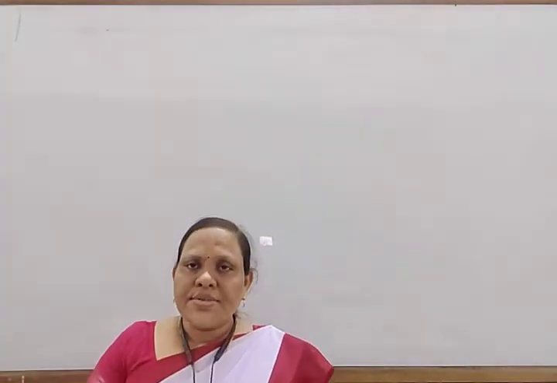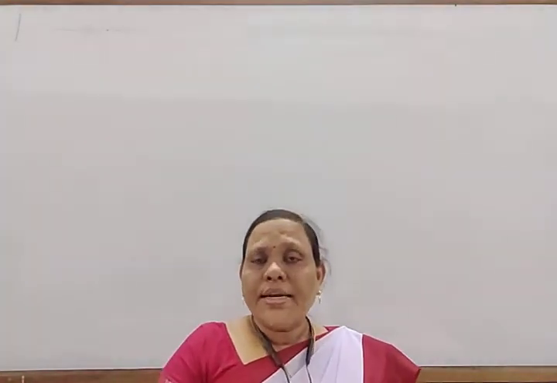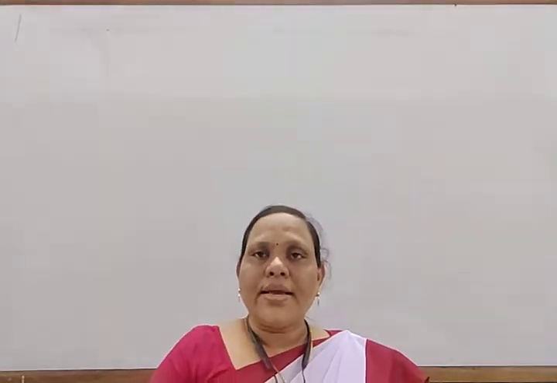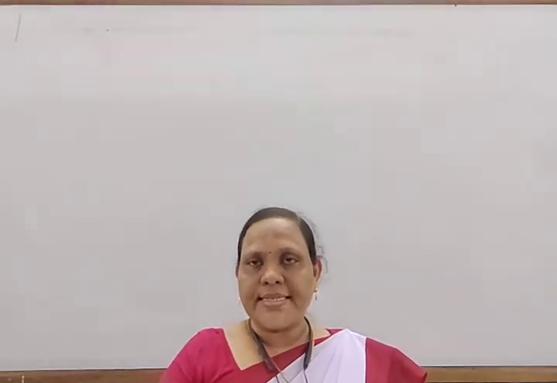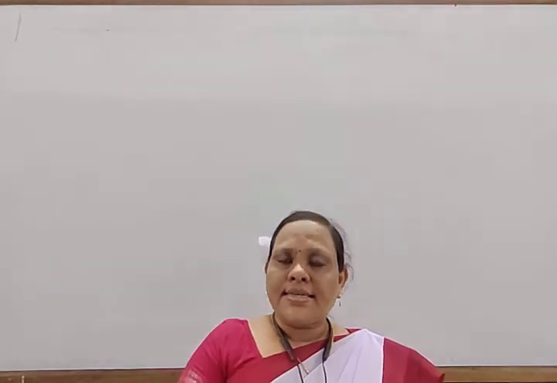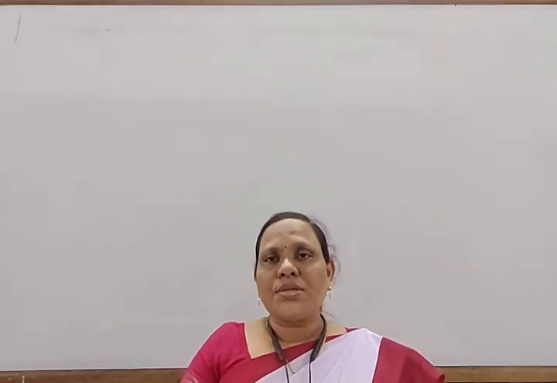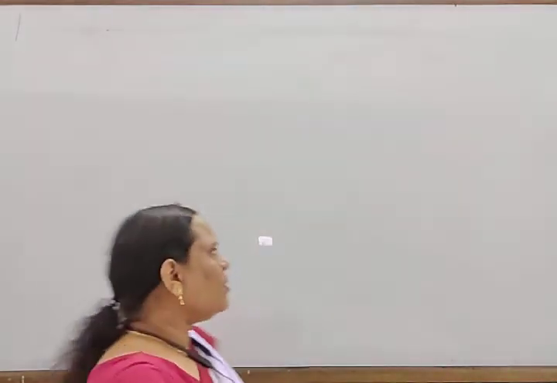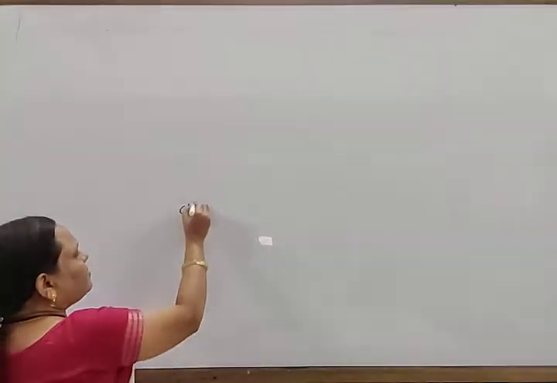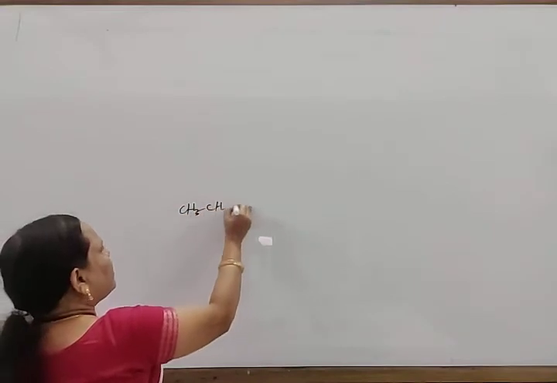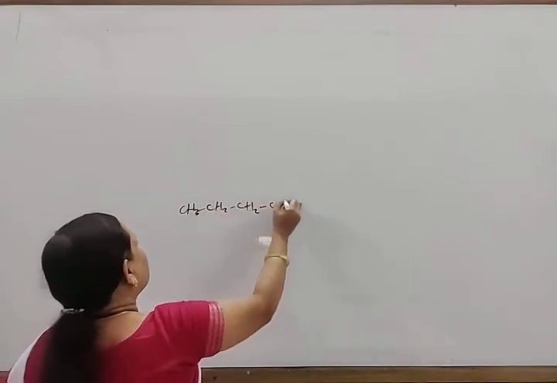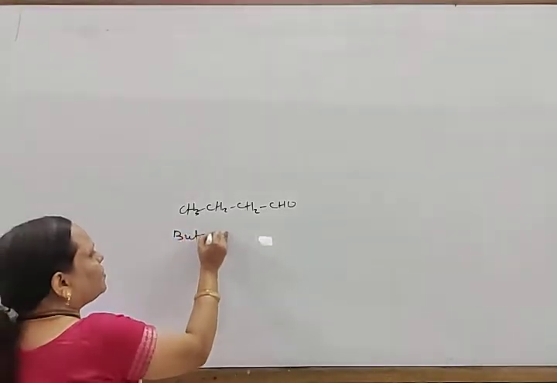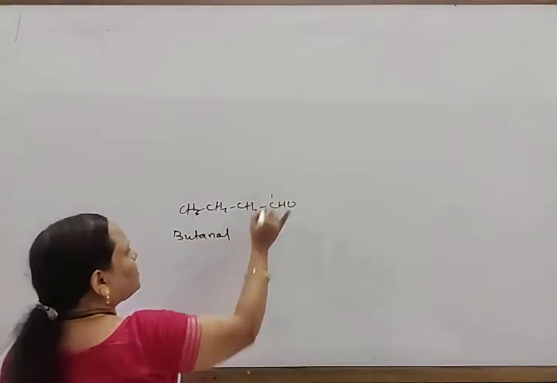Here I want to say one thing: organic compounds which contain terminal functional groups like aldehydes, carboxylic acids, cyanides, etc. do not show position isomerism because their position is always 1. Look here, one example: CH3, CH2, CH2, CHO. What is this compound? This is actually butanal. So its position is 1.